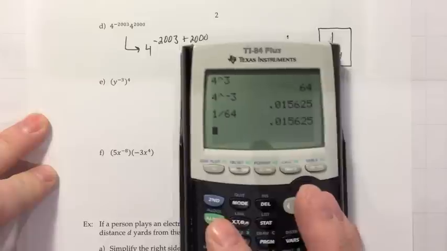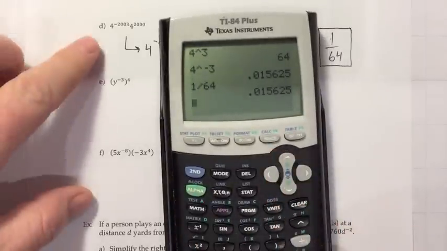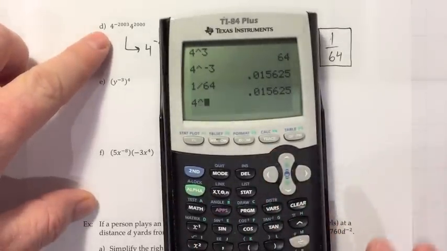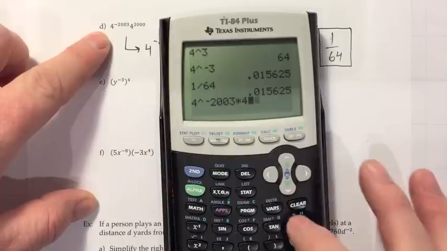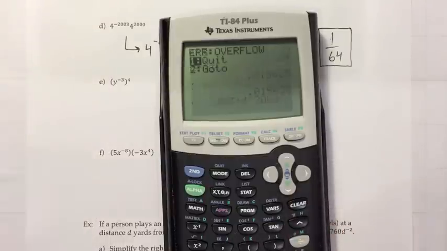But I want to show you something interesting. If we just took the original problem and tried to enter it in the calculator, 4 raised to the negative 2003 times 4 raised to the 2000, we get an error message, and it says overflow.